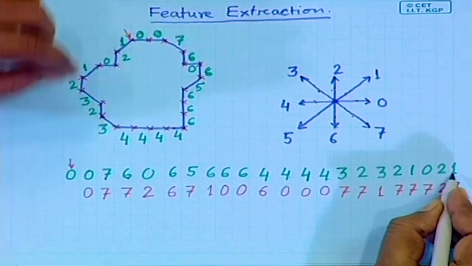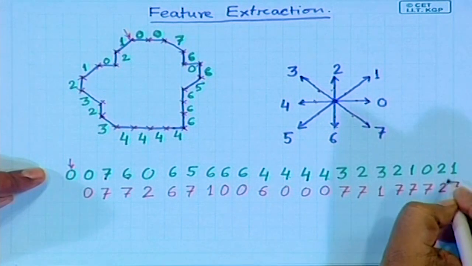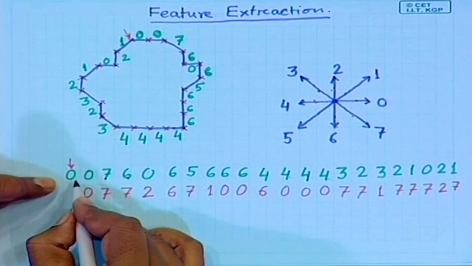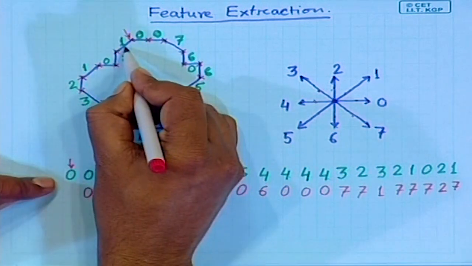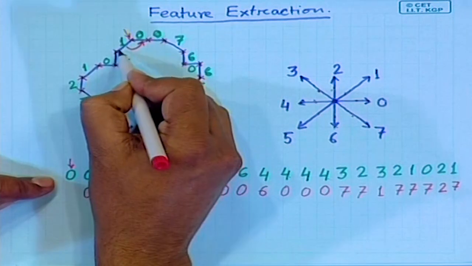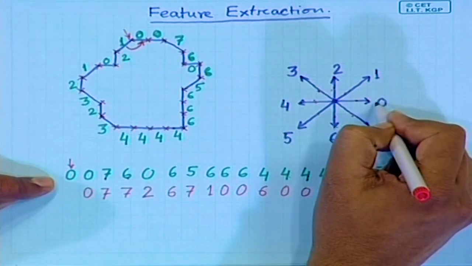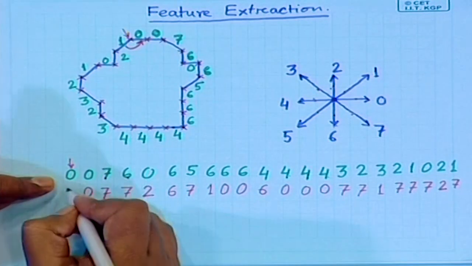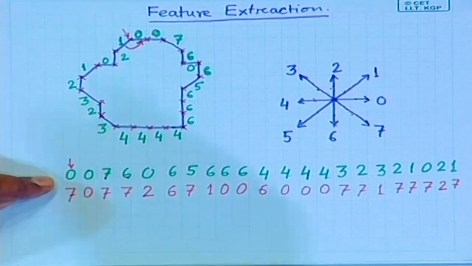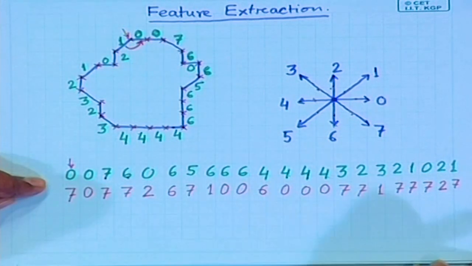Now, I find that it is 1 to 0, because the last code was 1 and the first code was 0. So, when I move from this segment to this segment, from here to here, rotation is 1 to 0. So, this is 1, this is 0, number of steps of rotation that I have to perform is 7. So, this completes my differential chain code.